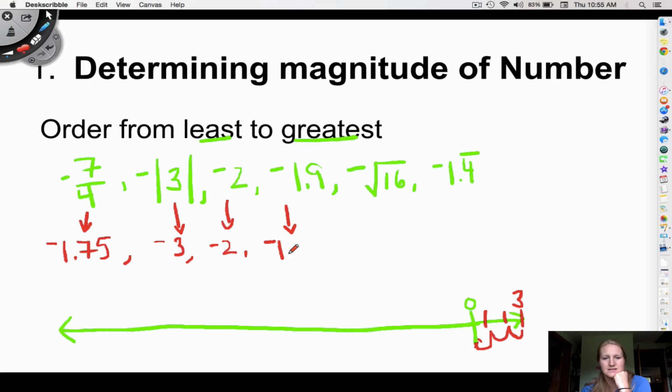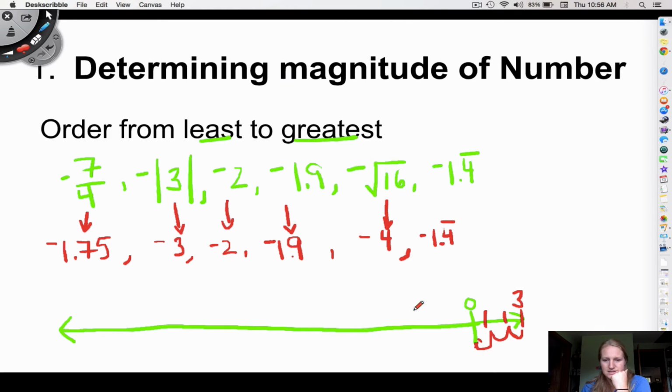-1.9 stays the same. Oopsies. Negative square root of 16, so we'll do the square root of 16, which you guys know is 4. And then this negative side is on the outside, saying that whatever comes out of that answer is going to stay negative. And then -1.4, repeating. So now we get to put them in order.